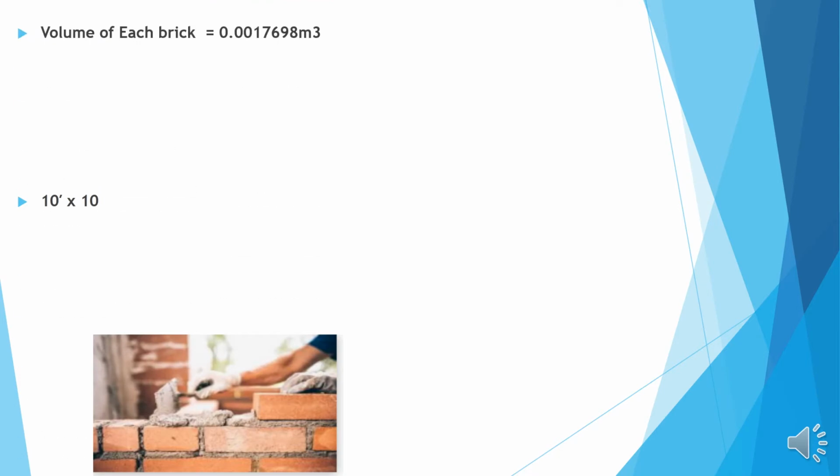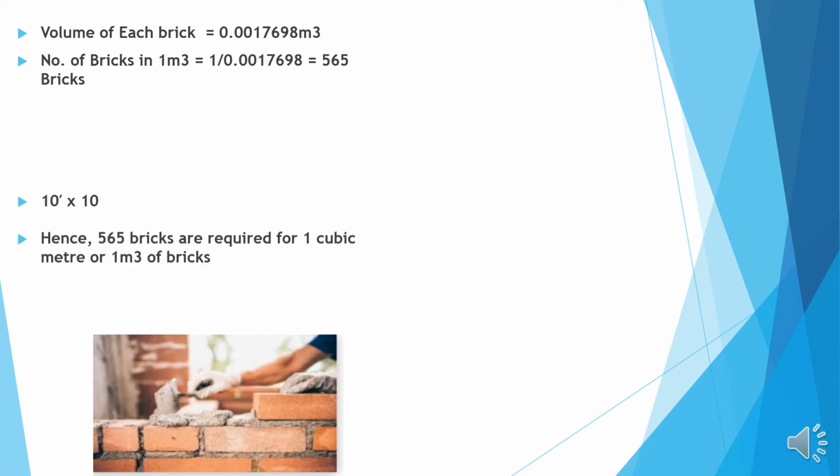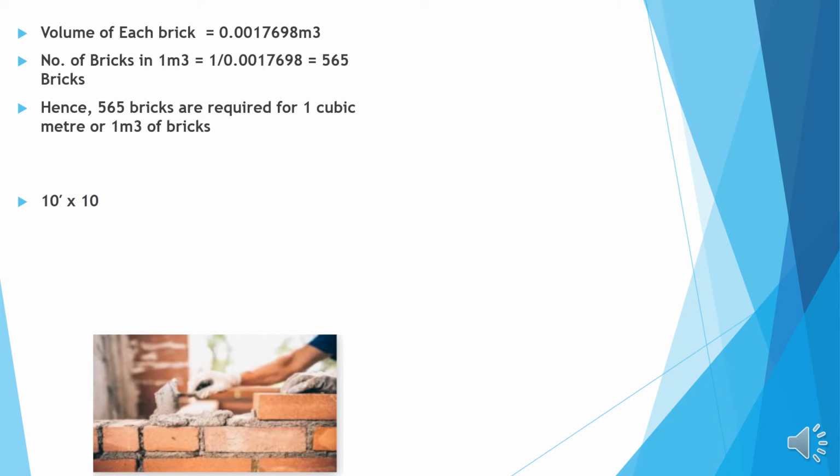0.00176980. Volume of each brick, as I said earlier, is 0.001769 cubic meter. Number of bricks in 1 cubic meter, 1 divided by 0.001769 will make 565 bricks. So we require 565 bricks for covering 1 cubic meter of a dry brick area. I am not talking about brickwork. I am talking about a dry brick area.